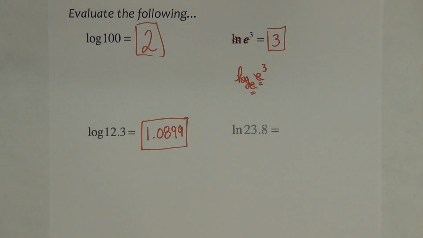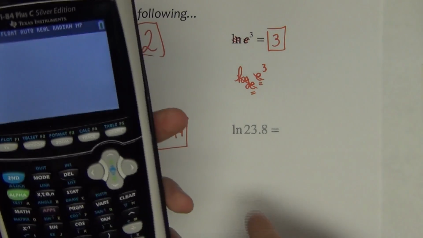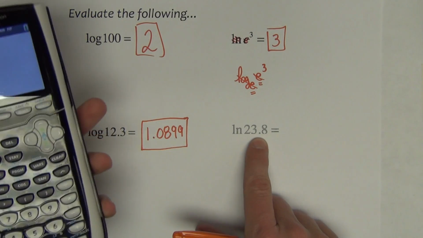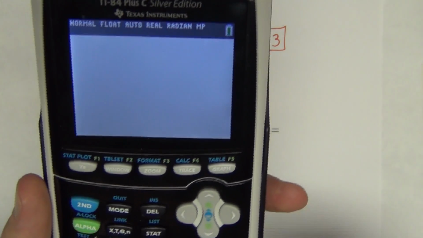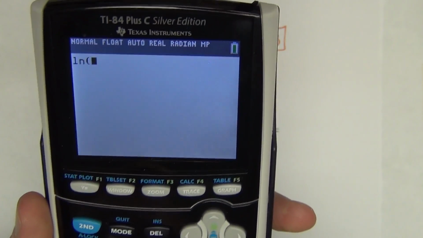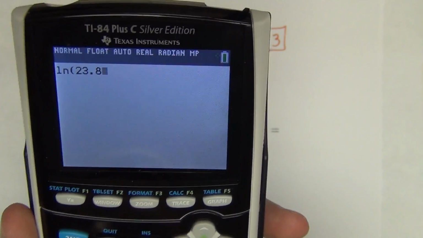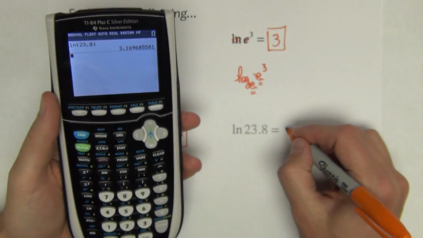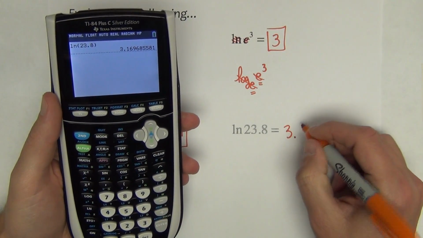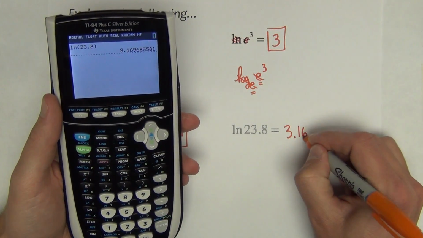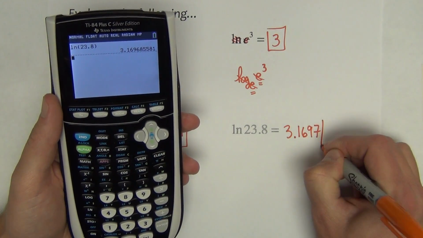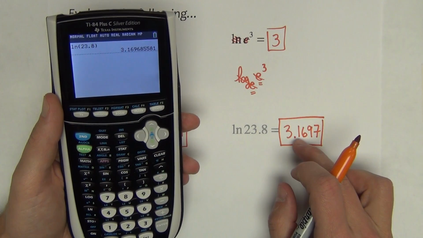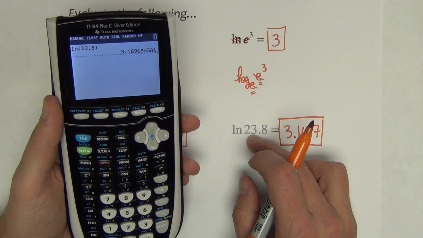This last one, natural log of 23.8. Again, what it means is e to what power is 23.8? I don't know that because e is an irrational number. So we're just going to go with natural log 23.8 on the calculator. I'll use 4 decimal places to round that. So it's 3.1697. So in other words, e raised to this power would be 23.8.